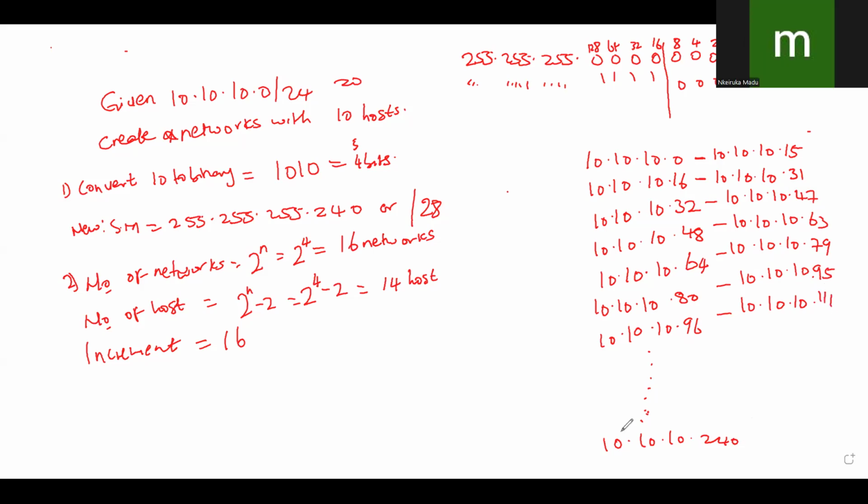You want to give me what would be the network range of this last one? 10.10.10.239. Oh, no, sorry, my bad. 255. Sorry. 255.